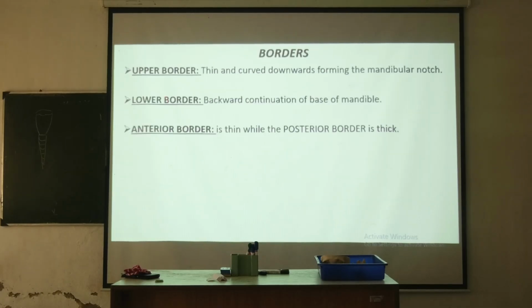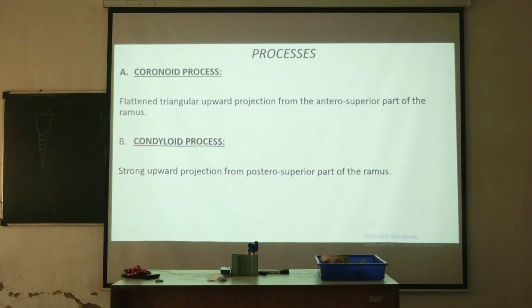Next. So upper border, it is thin and curved downward, forming the mandibular notch. You see the notch. Next is lower border. Lower border is backward continuation of the base of the mandible. Anterior border is thin, while the posterior border is thick. Next is coronoid process. It is a flattened triangular upward projection from the anterior superior part of the ramus. And condylar process, it is a strong upward projection from the posterior superior part of the ramus. Anteriorly there is coronoid process, posteriorly condylar process.